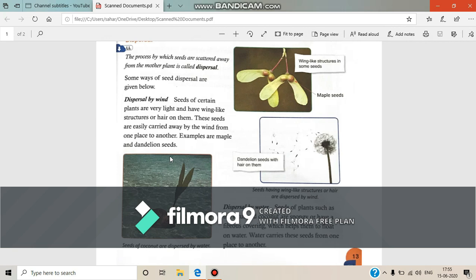Like you can see, this is a dandelion flower. So you can see these small black spots. These are the seeds of the dandelion. The seeds of the dandelion are very small in size and very lightweight, and there are wing-like structures around them that help them to be dispersed, or carried away, by wind easily.